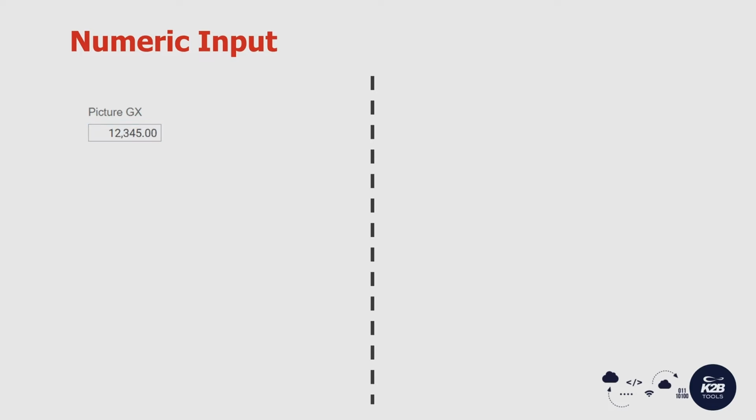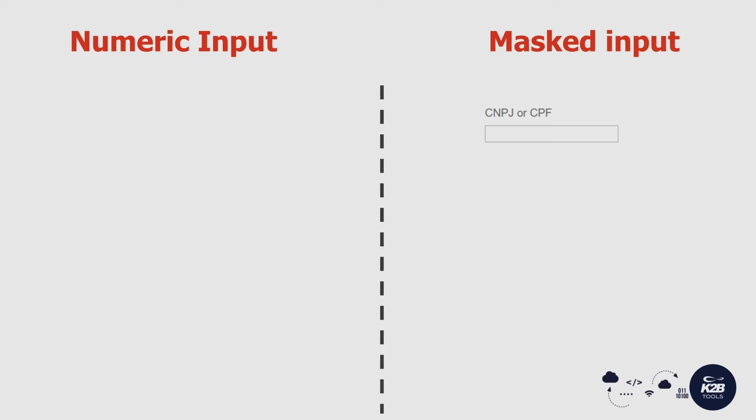So, for example, if you enter a numeric in GeneXus, the picture will be automatically applied once you leave the field. So, with the numeric input of K2BTools, that happens as you write it. And this really improves the usability of K2BTools applications.